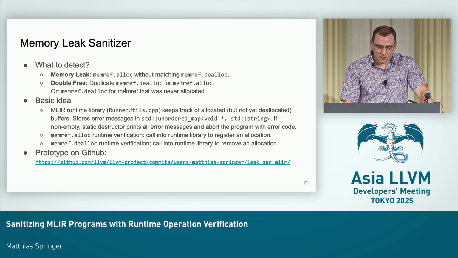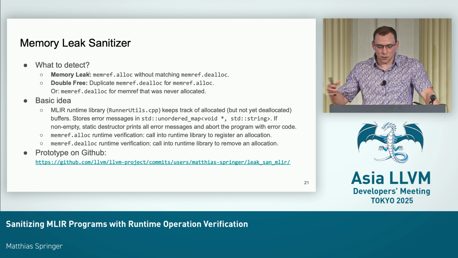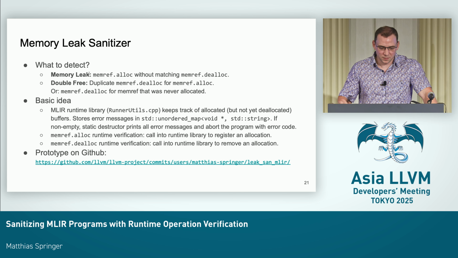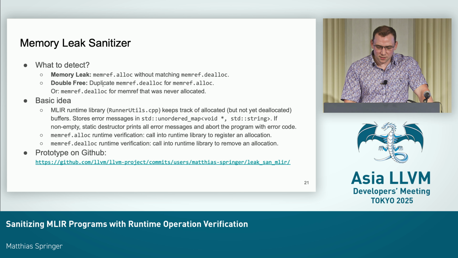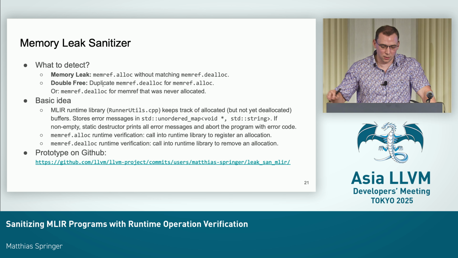So basically what this detects is memory leaks. That means a memref.alloc without a matching memref.dealloc. And it also detects double frees. So for example, a memref.dealloc that happens twice for the same memref.alloc.